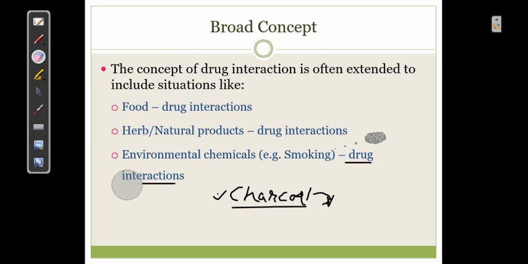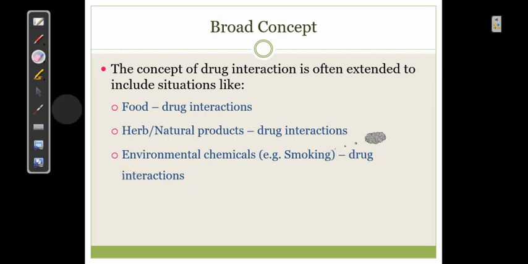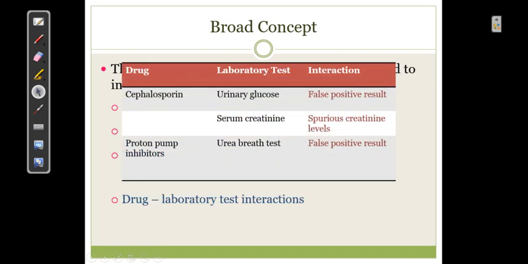So, a very lively example that we have taken in the case of this environmental chemical. Moving toward the next is drug laboratory test interaction, and you will be surprised to know that laboratory results can be either false positive or false negative because of the presence of many drugs. Some of the examples I have shown here. You may also try to find some more examples.